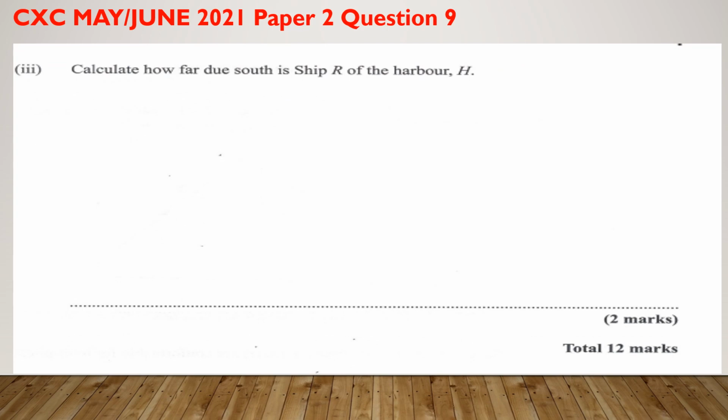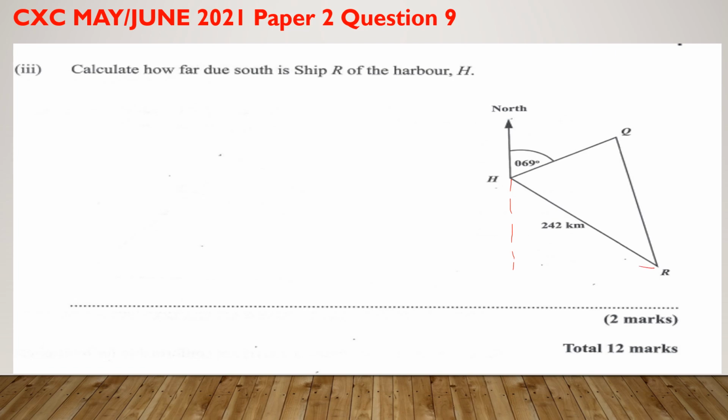So here, part 3, we're asked to calculate how far due south is ship R of the harbor edge. So here we have our diagram. Now due south, this is north, so we're going to come down here. And then we're going to draw our line to meet, and that is forming a, let's try to get a straighter line here. Good. So that's going to form a right angle triangle.